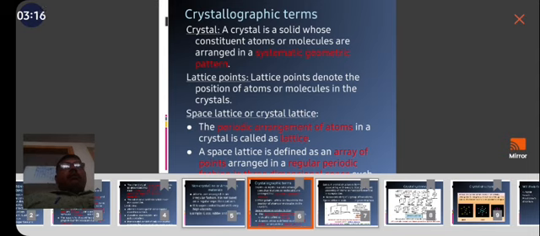Crystallographic terms. First, what is meant by crystal? A crystal is a solid whose constituent atoms or molecules are arranged in a systematic geometric pattern. Then the definition of a lattice point: a lattice point denotes the position of atoms or molecules in the crystal. Space lattice or crystal lattice: the periodic arrangement of atoms in a crystal is called lattice.